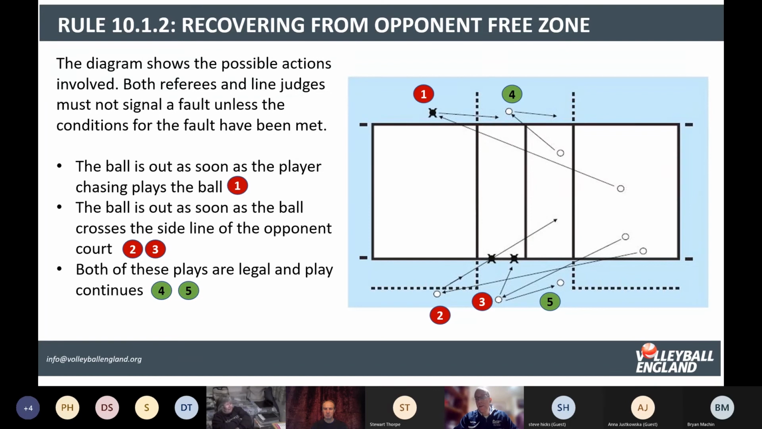For plays number 4 and number 5, both of these are legal. The ball has gone partially or fully through the external space and has been passed back partially or fully through the external space, and that ball can still be played as long as, obviously with 3 team hits, it would be the third hit, and therefore would have to be an attack hit.